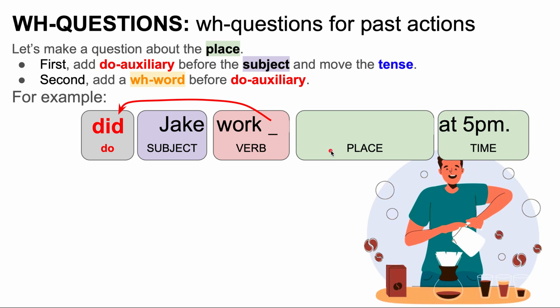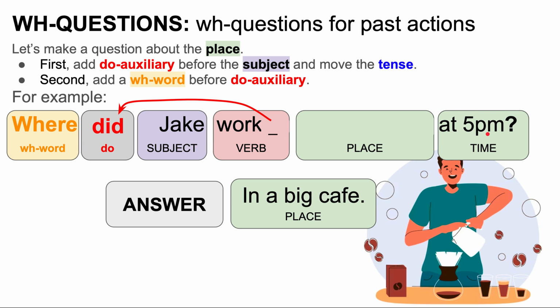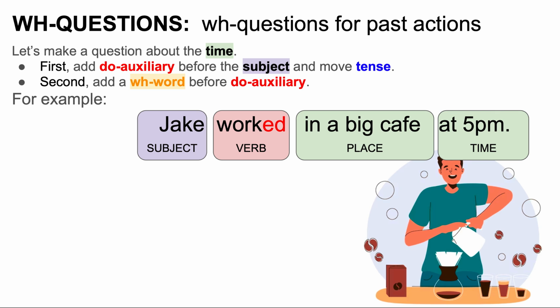Now, because I want to ask a question about place, I need a WH word. The WH word for place is where. So, where did Jake work at 5 p.m.? The answer? In a big cafe. Let's look at another example.